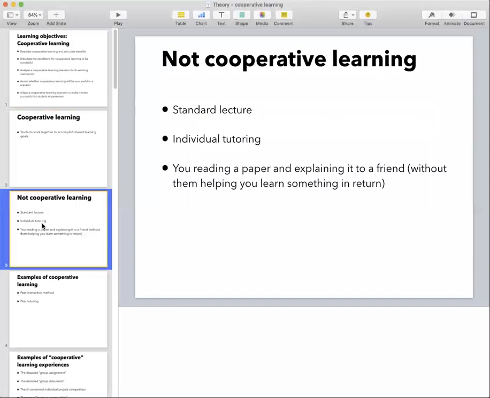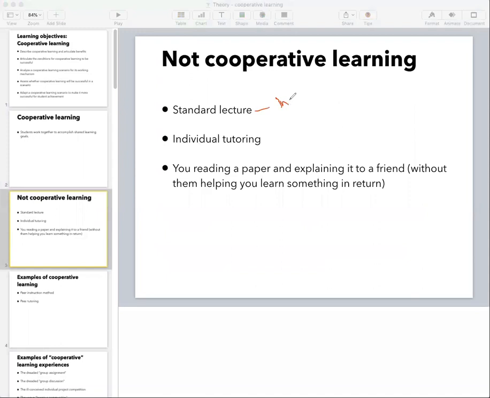Okay, so hopefully you've thought about a few activities which aren't cooperative learning. Here are a couple that I found. One is the obvious thing, a standard lecture style classroom where an instructor is talking and you're listening to him individually or her individually. That isn't cooperative learning, it is individual work, right? So this is one example.